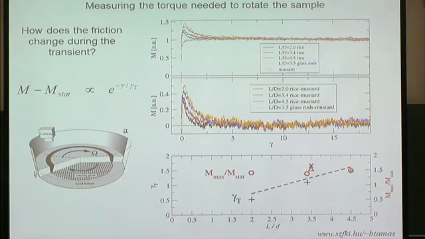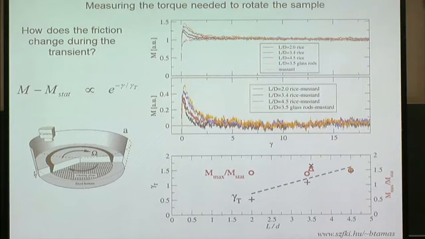The second thing which we have measured during this transient is how hard the system needs to be moved in order to maintain a constant rotation rate. So we measured the torque needed to maintain this constant rotation rate, and we plot this torque as a function of the deformation in the sample. And we see that this torque decreases.